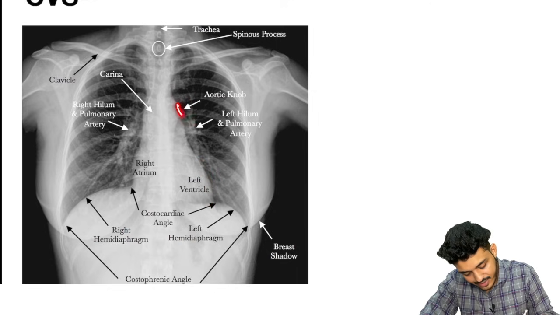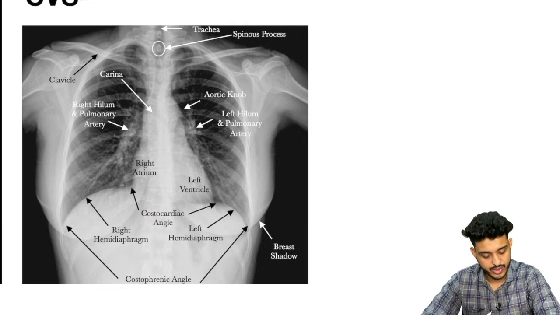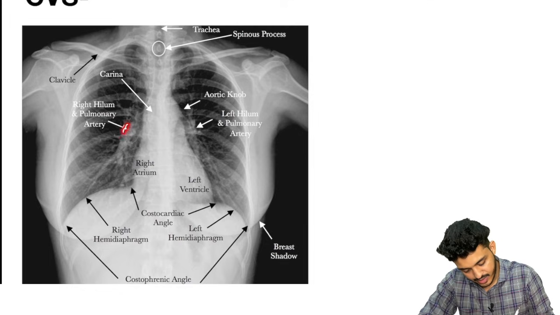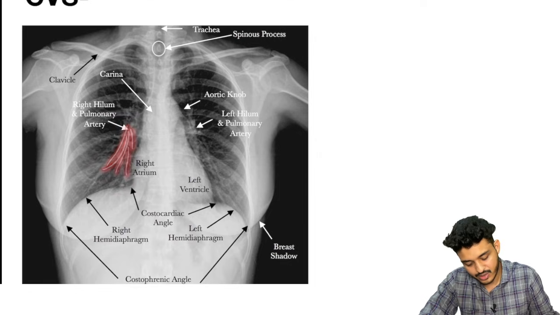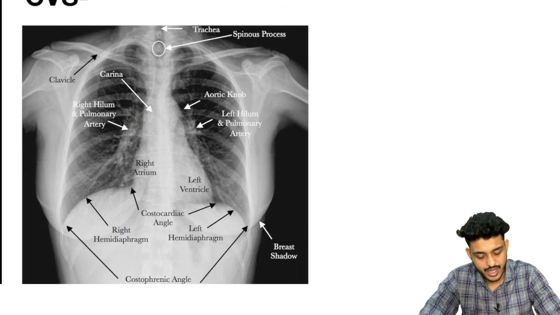Here you will have this aortic knob. Here you will have somewhat the left pulmonary hilum. The pulmonary artery will be going from here, right? Here you will have the right pulmonary artery. These are the vascular markings, bronchovascular markings that we are having. Here you will have the carina, and below this carina, you will have the division for the hilum.